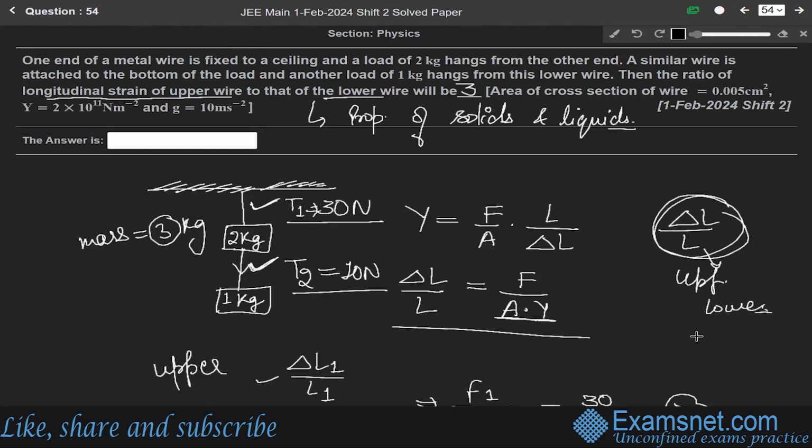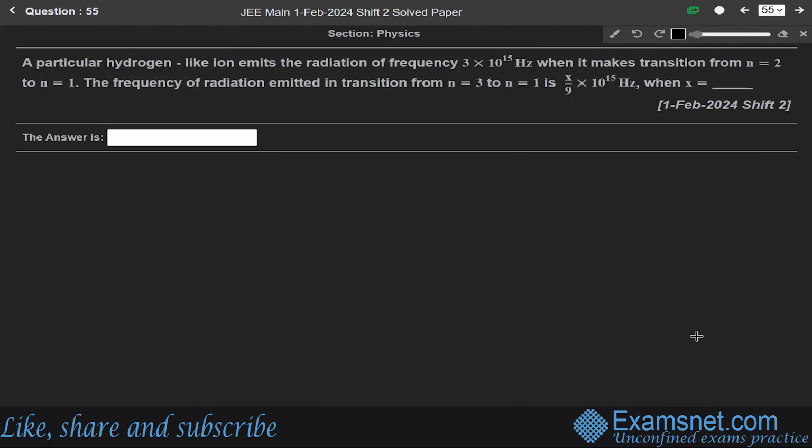Okay. Now next question 55. A particular hydrogen-like ion emits the radiation of frequency 3 into 10 to the power 15 Hertz when it makes transition from n equals to 2 to n equals to 1. The frequency of radiation emitted in transition from n equals to 3 to n equals to 1 is, okay, we have to find the value of x. So this question is from the chapter of atomic and nuclear physics.